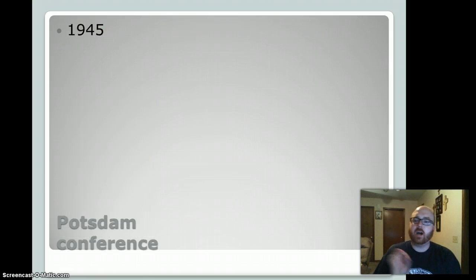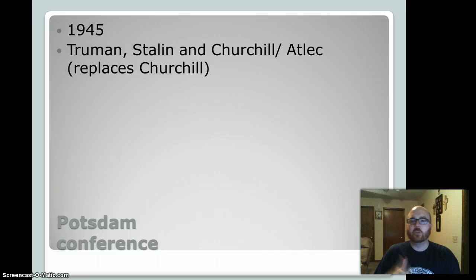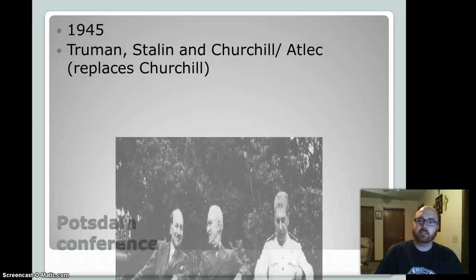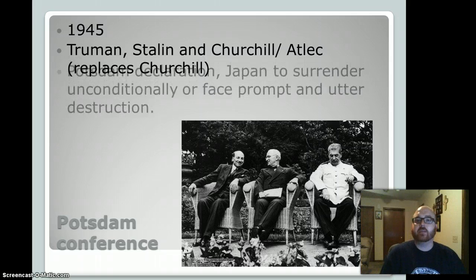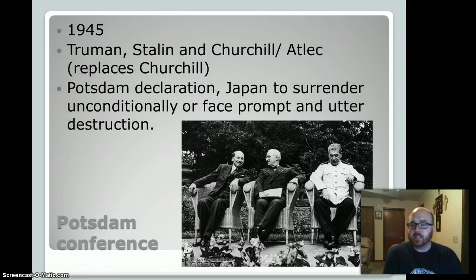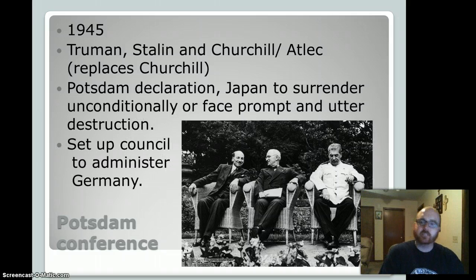All right, next conference, the Potsdam Conference, 1945: Truman, Stalin, and Churchill, but Attlee replaces Churchill. Attlee becomes the new Prime Minister of Great Britain, and so he takes over from Churchill. The Potsdam Declaration, we kind of talked about that: Japan to surrender unconditionally or face prompt and utter destruction, in terms of the atomic bomb. It's the Potsdam Declaration at the Potsdam Conference. Once again, a new Big 3: this time Truman, Stalin, and Attlee.